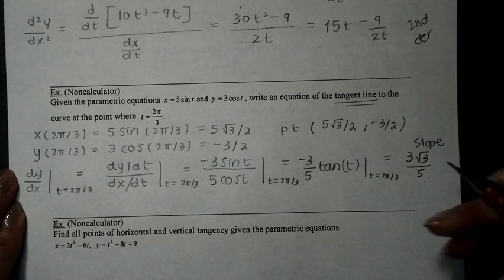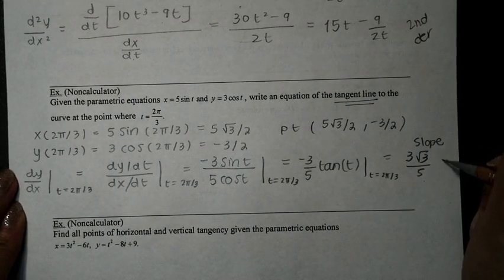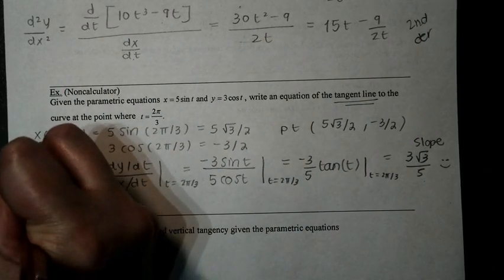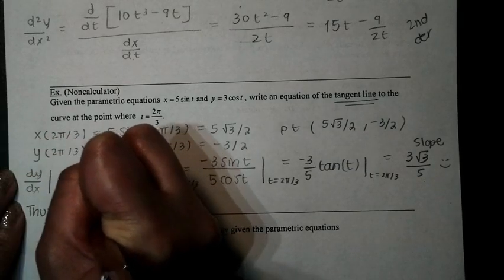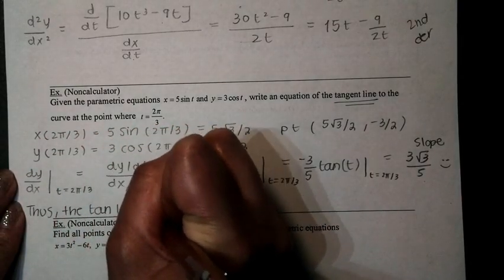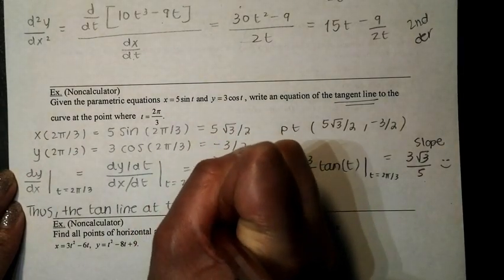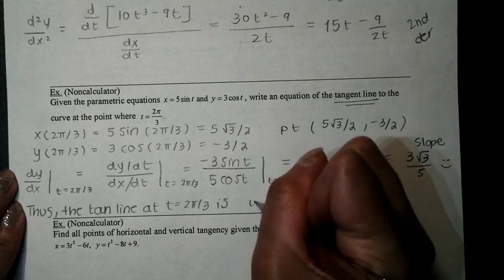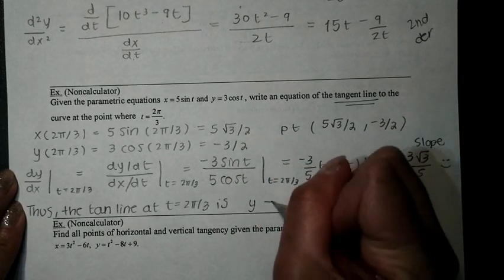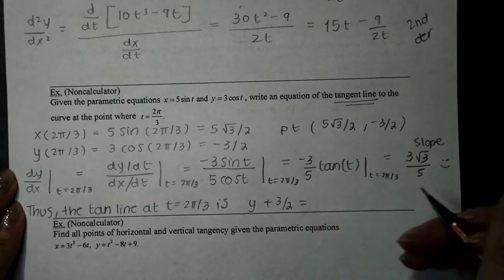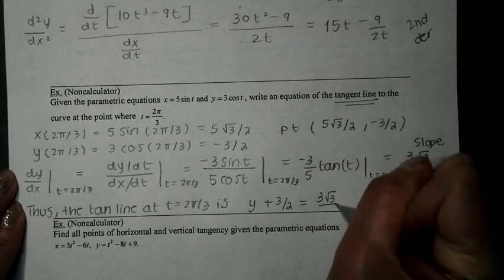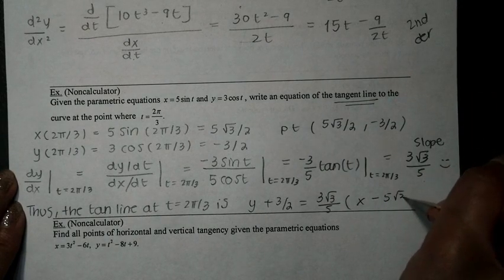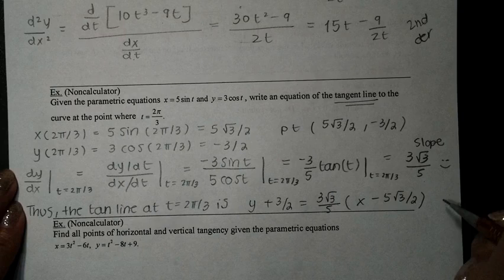So I have all the pieces of the puzzle. I'm very happy, I'm a happy person because I have all the pieces of the puzzle. So thus, the tangent line at 2 pi over 3 is going to be the following. It's going to be y minus y naught, so minus this one, so it's plus, equal to your slope times x minus that value, which is this one, and that's it.